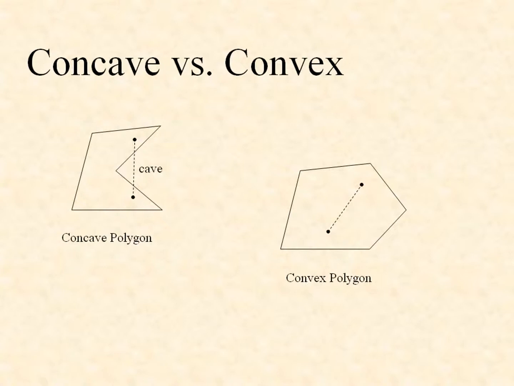On the other hand, in a convex polygon, no matter what 2 points you choose inside of it, if you connect them with a segment, the segment remains entirely within the polygon.